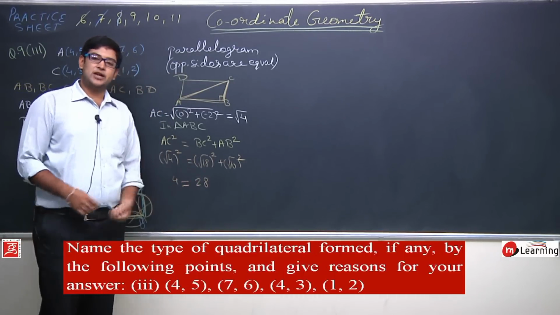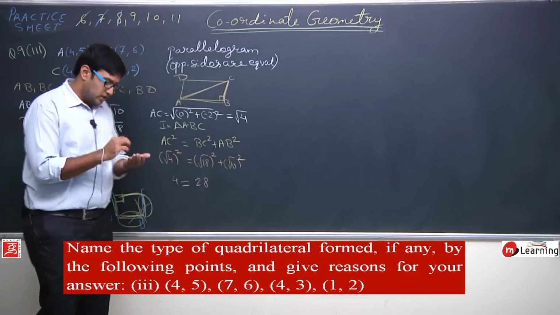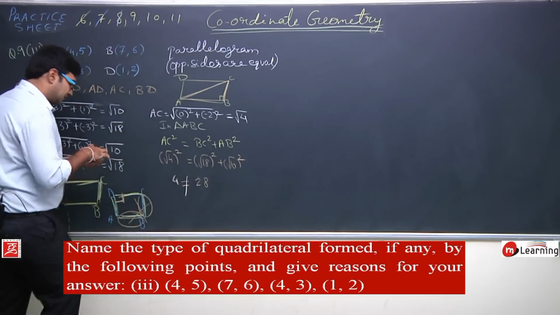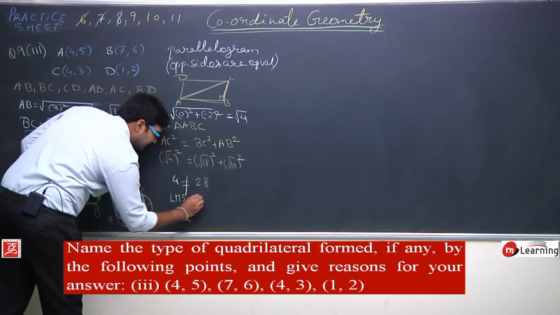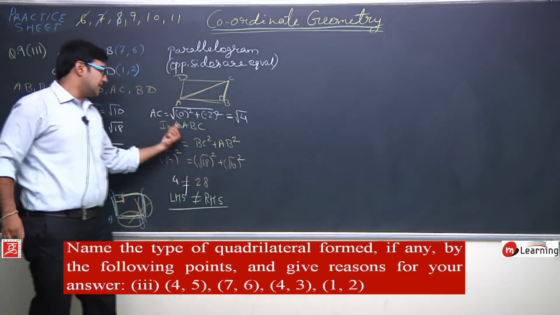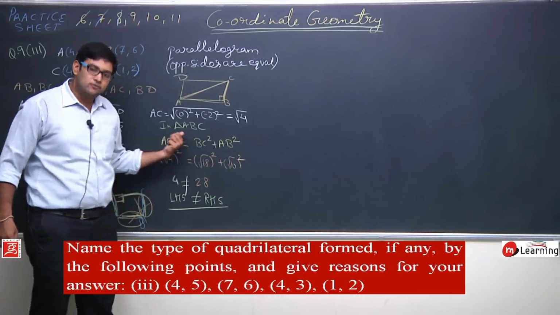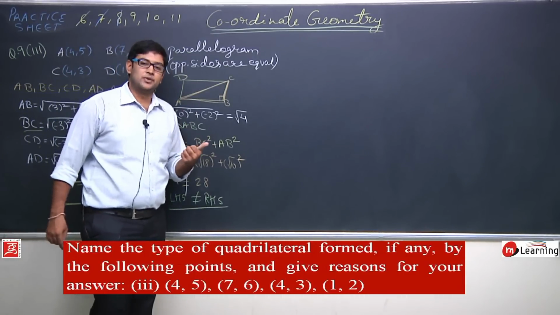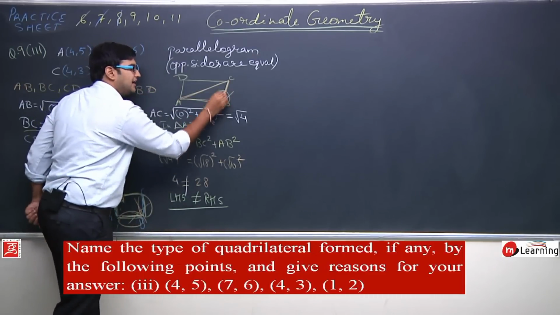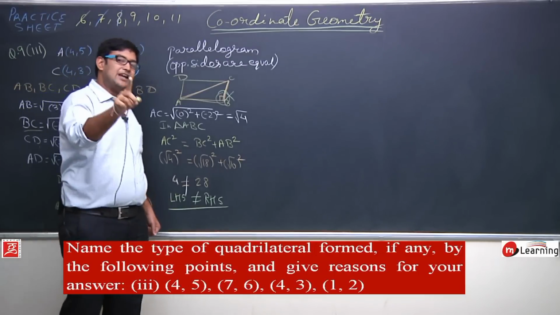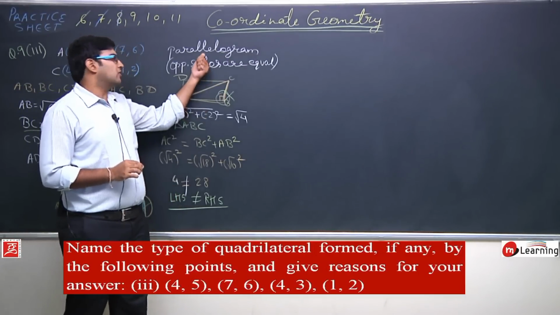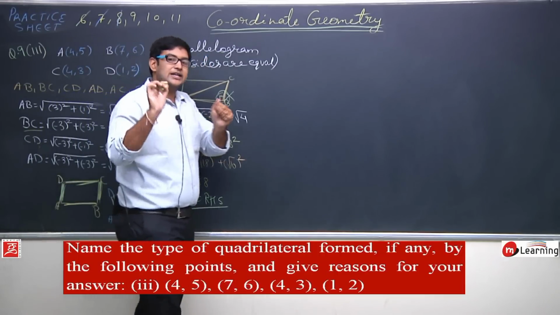Can 4 be equal to 28? No. It means 4 is not equal to 28, that is, LHS is not equal to RHS. It means this triangle ABC is not following the Pythagoras theorem. If it is not following the Pythagoras theorem, then this angle is not 90 degrees, and if this angle is not equal to 90 degrees, I can say that this parallelogram is not a rectangle.